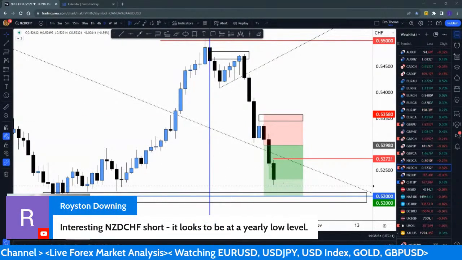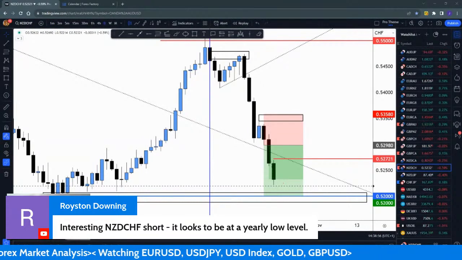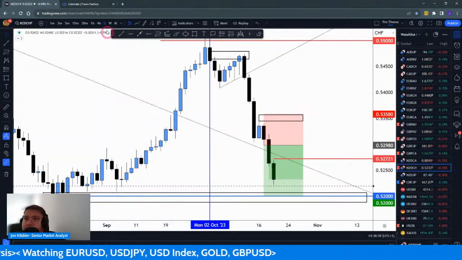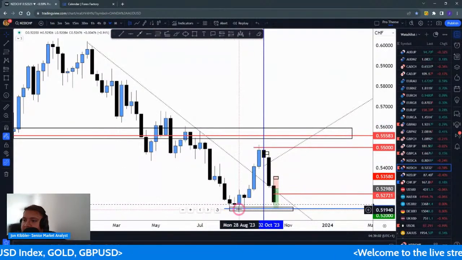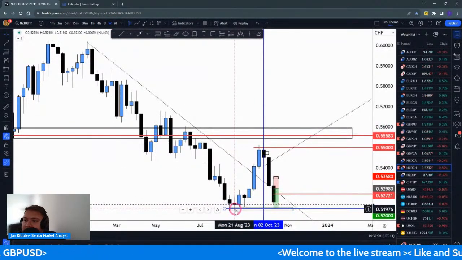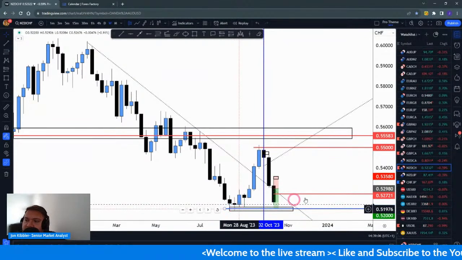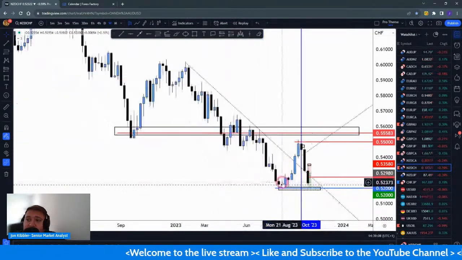Royston question, interested in New Zealand Swiss short. It looks like it to be at a yearly level low. Yeah, if we go up to the weekly, it's coming into this current year's lows, which is around about this 5,200 level. And it could go a little bit further.